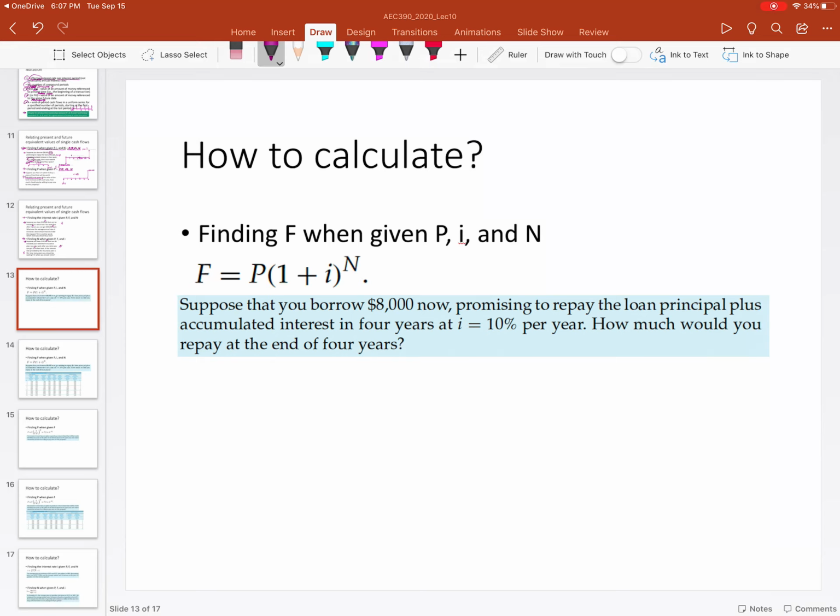If we want to convert everything to the future, if we want to convert everything to the present, if we want to calculate the I, if we want to calculate the N. How do we do that? Okay, so finding F when given P, I, and N.